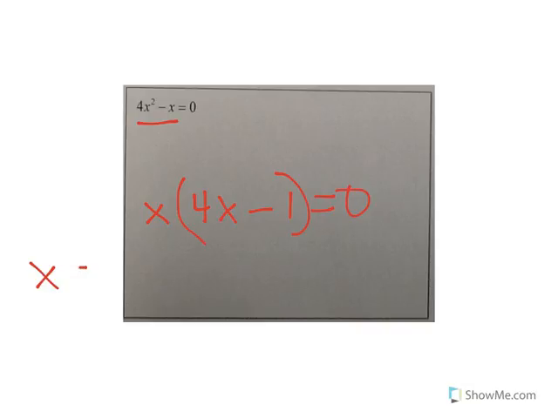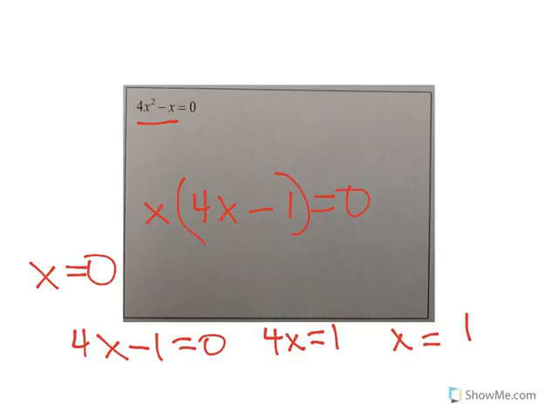Well, x could be equal to 0. If that's true, then this is a true statement. Or 4x - 1 is equal to 0. And if that's true, then 4x is equal to 1, and x is equal to 1/4.